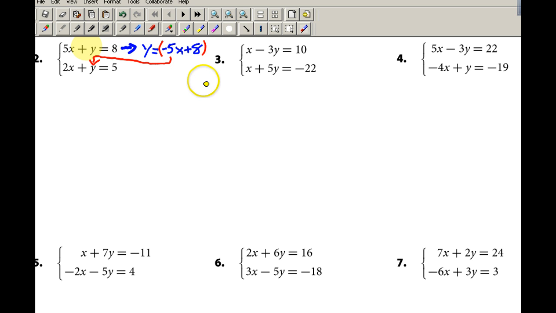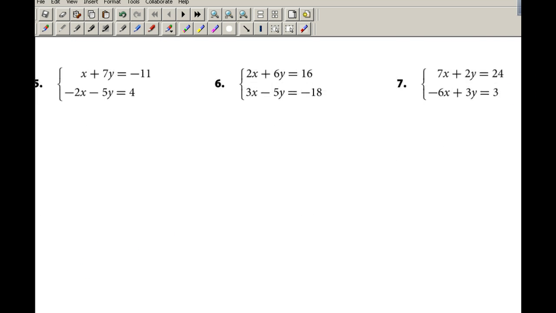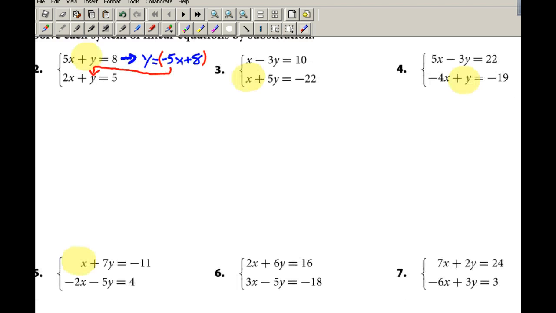On number 3, which one would you like to solve for, top or bottom? Bottom, top, doesn't matter, right? They both have a coefficient of 1. What about number 4? Bottom for y. And number 5? Top for x. So we can put together a pattern here, right? If they all have a coefficient, but one of them doesn't, or it has a coefficient of 1, there's no number there, that's probably the one we want to go with.